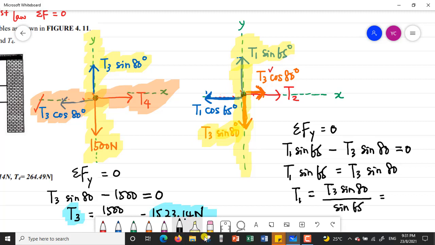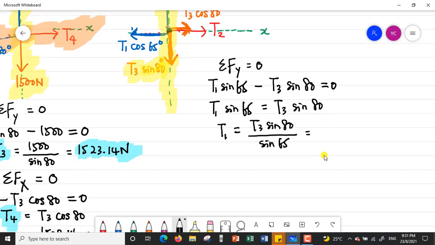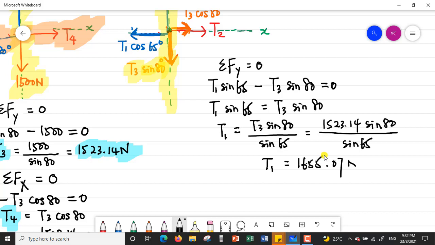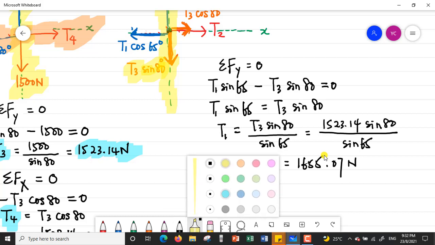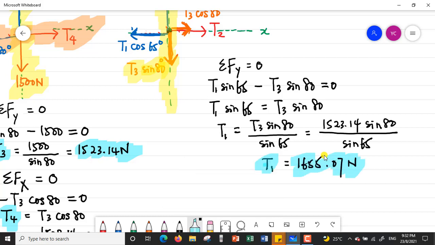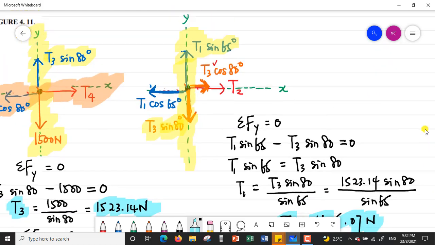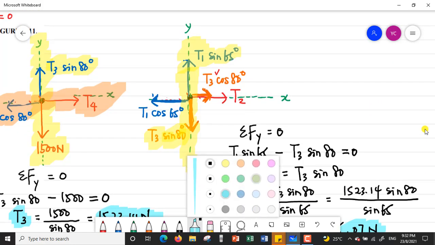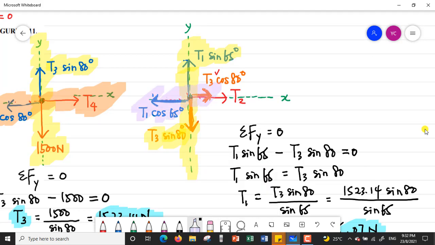Then, kita gantikan nilai. So, T3 kita tadi 1523.14 sin 80 bahagi sin 65. Okay, tekan calculator, you akan dapat T1 you 1655.07 Newton. Okay, then we get our value for T1. So, after we solve T1, we can use the component X, our component X, then we can find our T2.